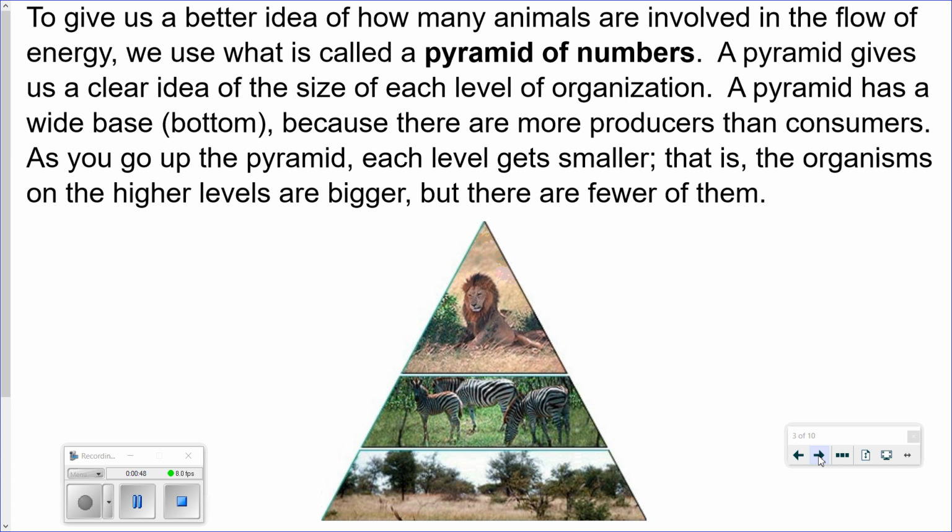To give us a better idea of how many animals are involved in the flow of energy, we use what is called a pyramid of numbers. A pyramid gives us a clear idea of the size of each level of organization. A pyramid has a wide base, or bottom, because there are more producers than consumers. As you go up the pyramid, each level gets smaller. That is, the organisms on the higher levels are bigger, but there are fewer of them.